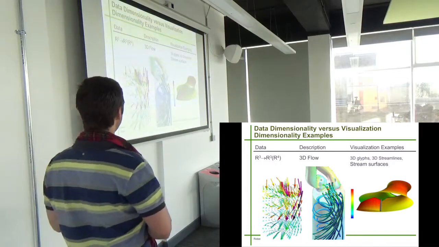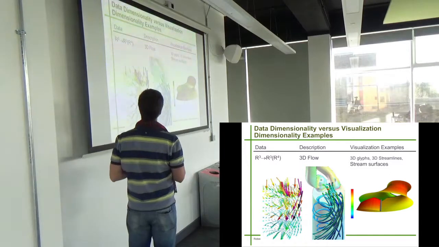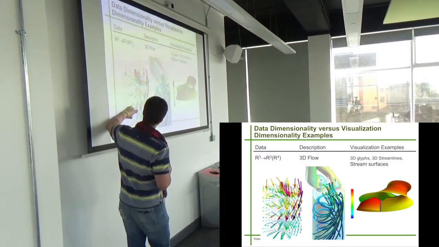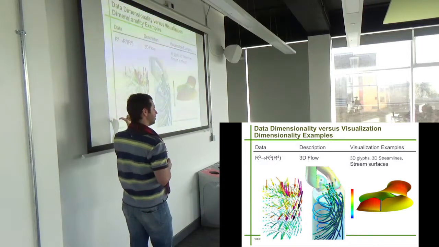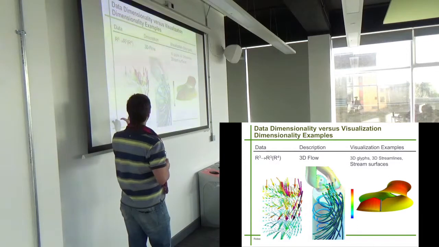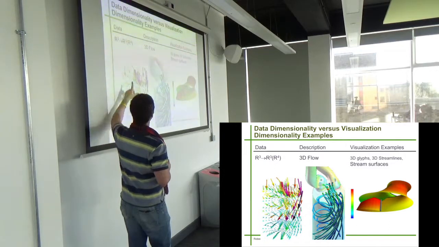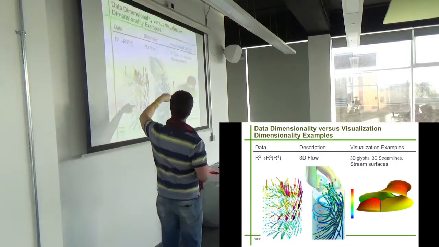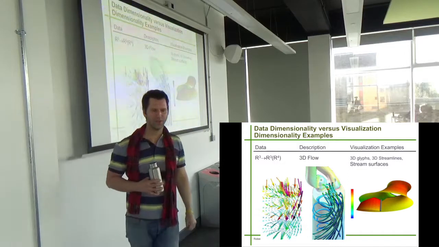These are some more examples. Three-dimensional data being mapped to a three-dimensional space. So in this case, every vector has an x component, a y component, and a z component. So it's three-dimensional. And it's being mapped to, in this case, a 3D glyph, which has three components, plus color again. In this case, it's curves, streamlines they're called. In this case, it's surfaces in the third case.